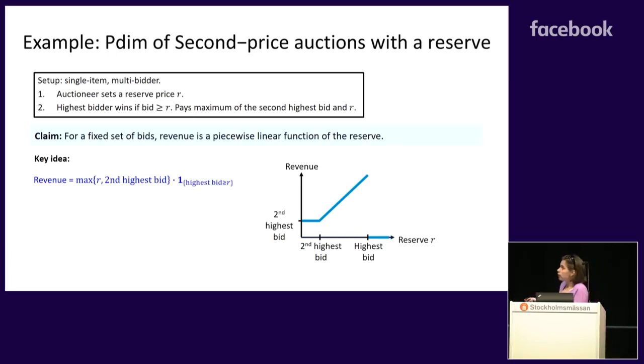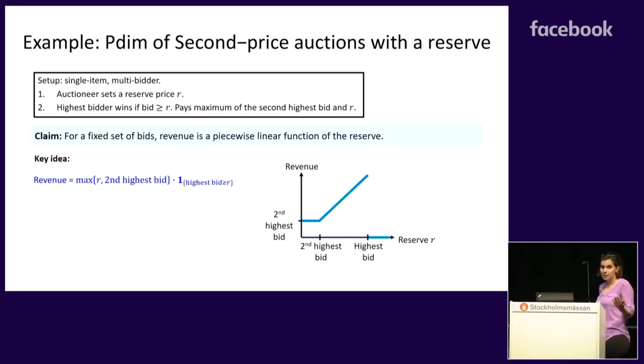Let's fix our set of bids, and let's assume that the second highest bid lies here, and the highest bid lies here. When the reserve price is smaller than the second highest bid, the highest bidder wins and pays the second highest bid. That's why we get this blue part of the curve here. When the reserve price is in between the second highest bid and the highest bid, the highest bidder still wins, but he pays the reserve price. That's why the revenue function looks like the identity function in this part of the space. And finally, when the reserve price is greater than the highest bid, nobody wins, so nobody pays anything, and our revenue is zero. So what we've just shown is that for second price auctions with a reserve, if we fix a set of bids and plot the revenue function as we vary the reserve price, it has a very nice, simple structure: a piecewise linear function with three pieces.